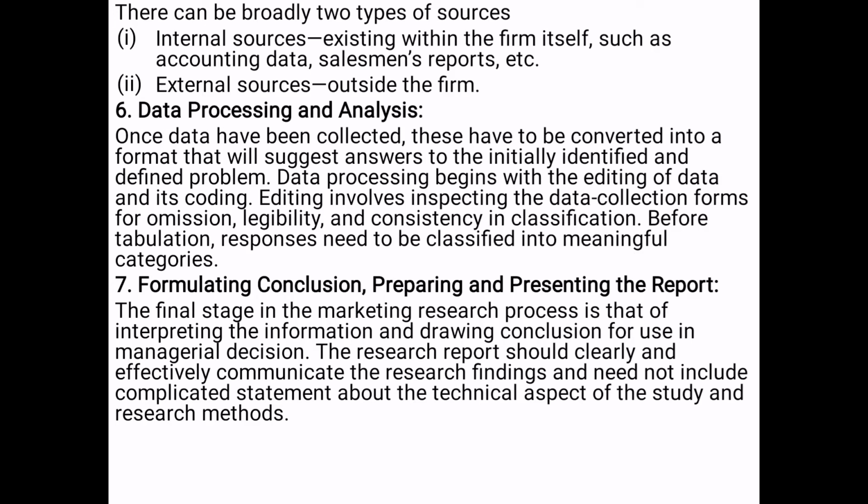So in that manner the data will be bifurcated. And then formulating the conclusion, preparing and presenting the report. Means after making the collection and bifurcation of the data, each data will be framed in a proper manner and a proper report will be generated and submitted. And it is to be considered as the final stage. It can be concluded as the conclusive stage of the research activity.